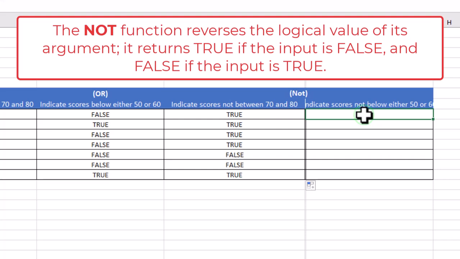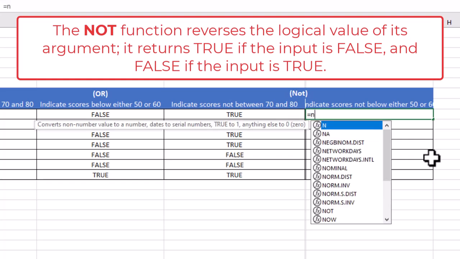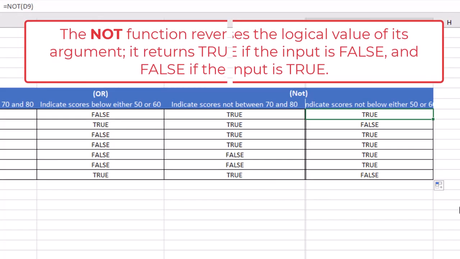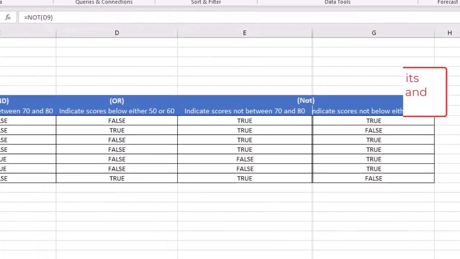Now let's do the second one. We are finding the scores that are not below either 50 or 60, which is the opposite of this. Now we can put equal sign not, then we give it this input and click on it. So we can fill it down by clicking on this jar icon. We have true because this is false, we have false because this is true, and so on and so forth.